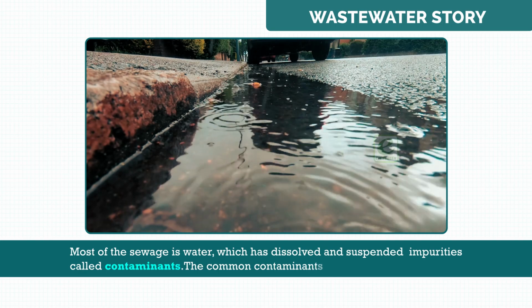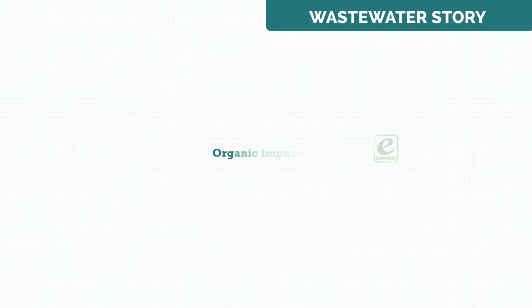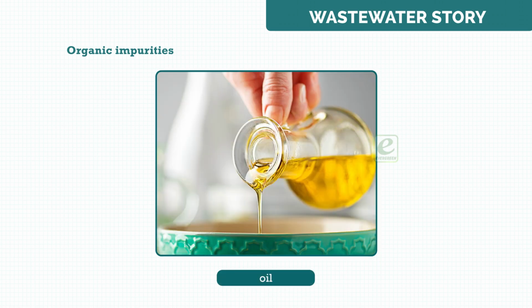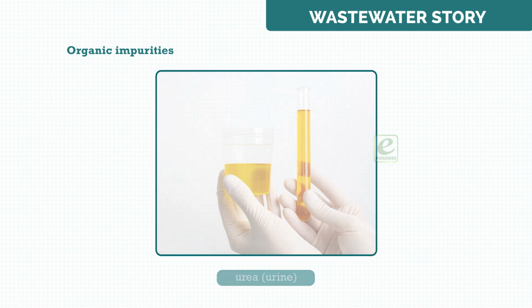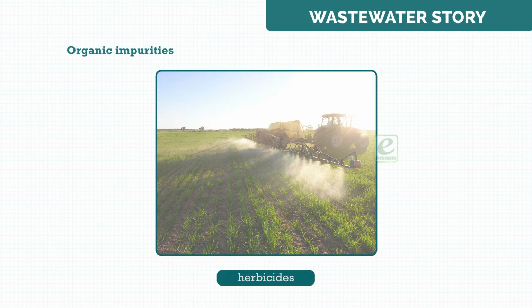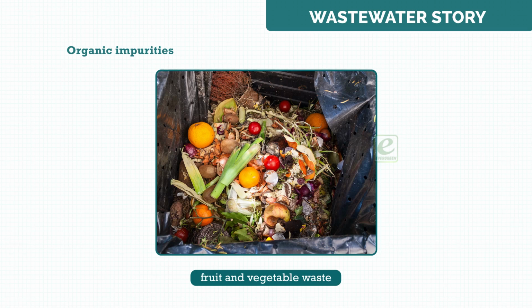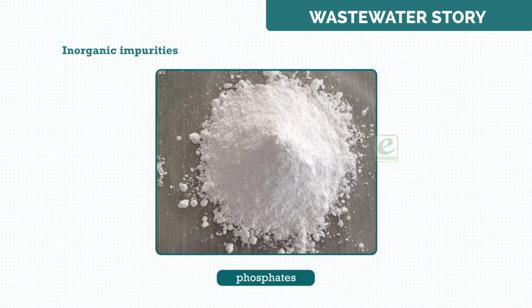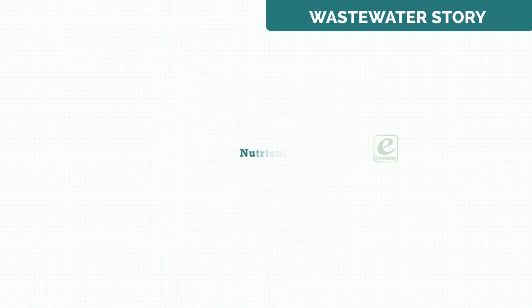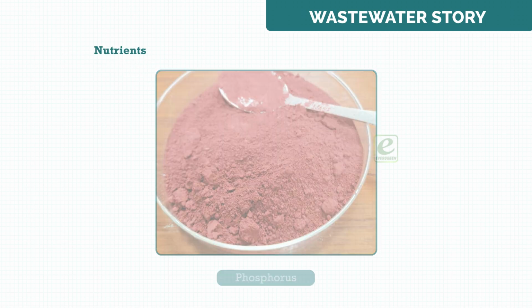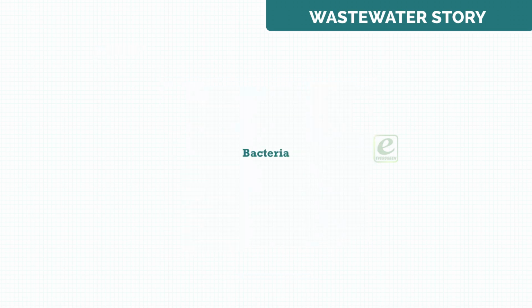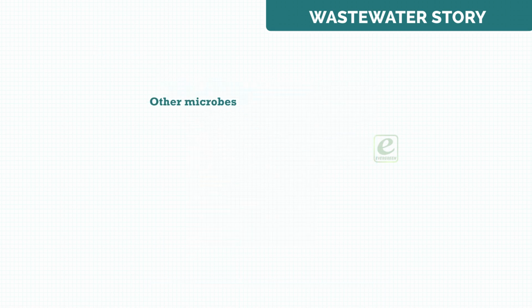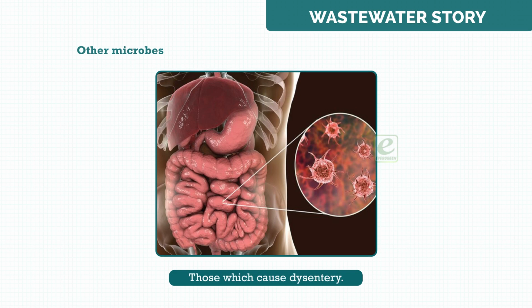The common contaminants in water are organic impurities: human feces, animal waste, oil, urea or urine, pesticides, herbicides, fruit and vegetable waste, etc. Inorganic impurities: nitrates, phosphates, metals, nutrients, phosphorus and nitrogen. Bacteria, those which cause cholera and typhoid, and other microbes, those which cause dysentery.